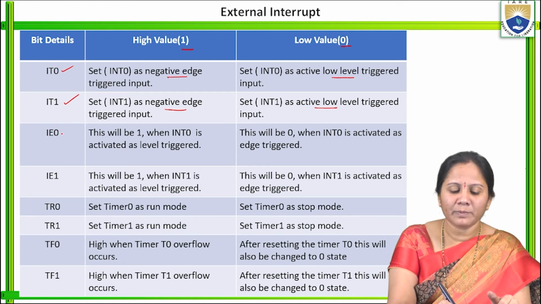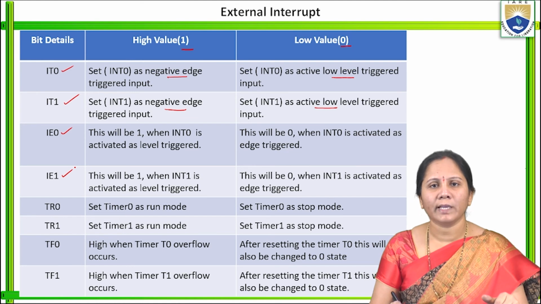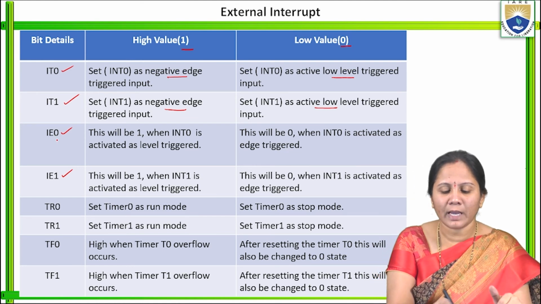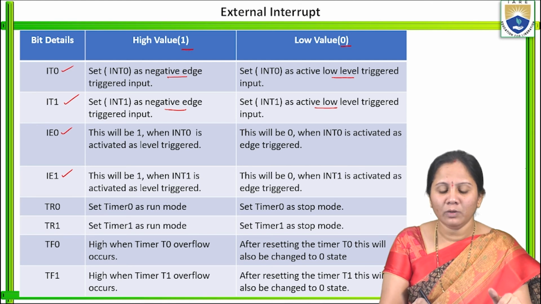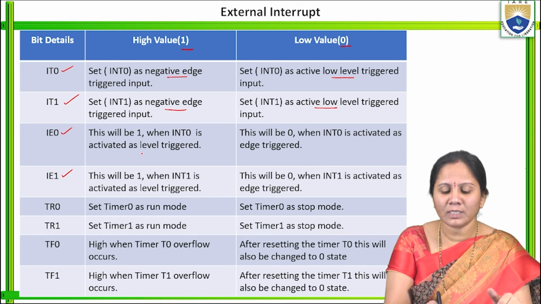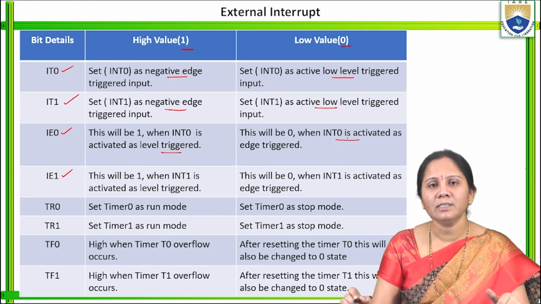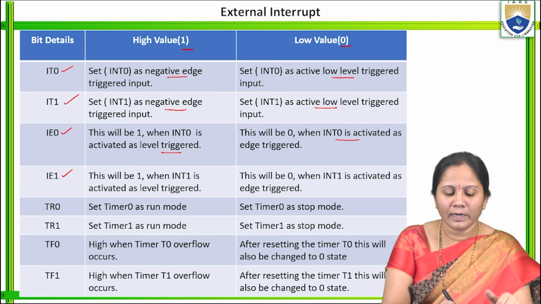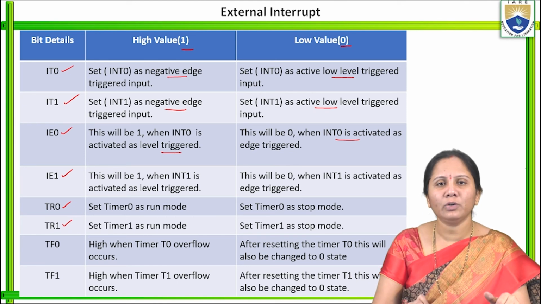And another interrupt is IE0 and IE1. These two interrupts are external interrupts. If this IE0 bit value is 1, it will be 1 only when this INT0 is activated as level triggered, and it will be 0 when INT0 is activated as edge triggered. And another bit is here TR0 and TR1. So here this is related to timer 0 and timer 1.